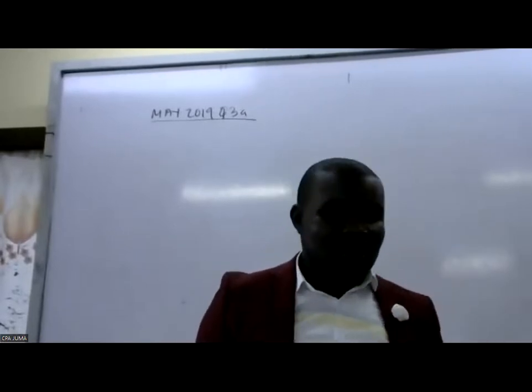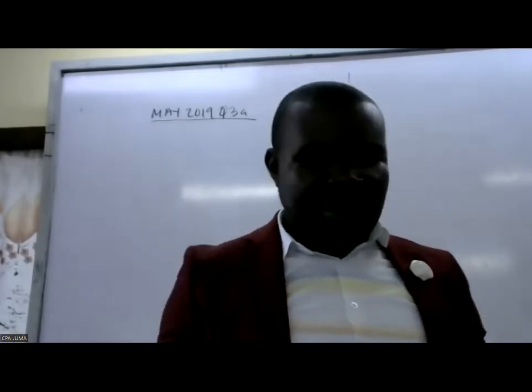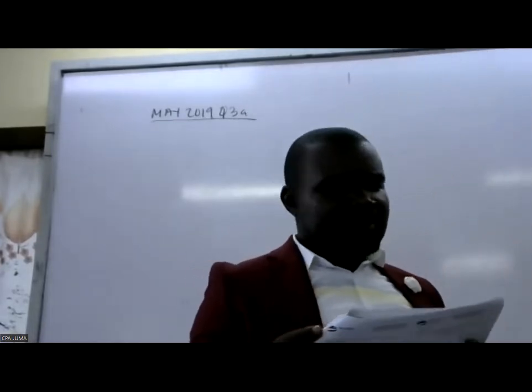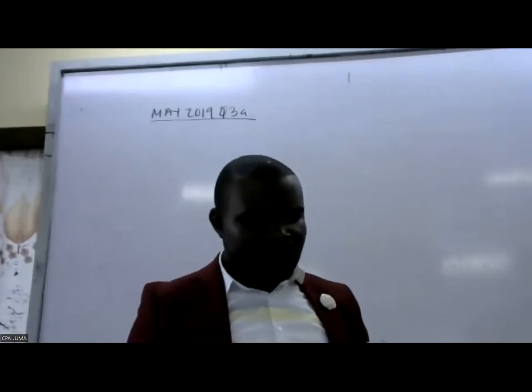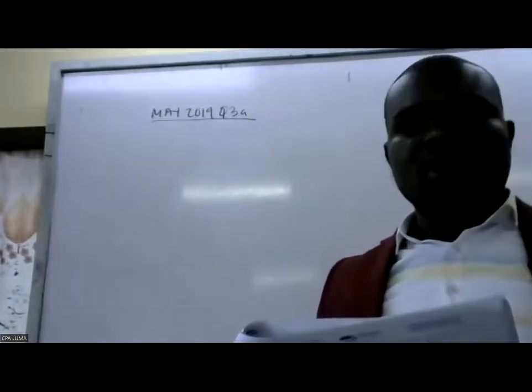It is May 2019, question 3B. Out of the 3B, going 3A. So we read, it says, with reference to International Accounting Standard number 19, employee benefits, briefly explain the accounting treatment of the defined pension surplus, that is plan asset, in the financial statement of an employer.